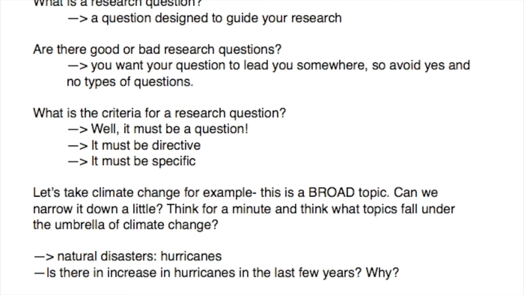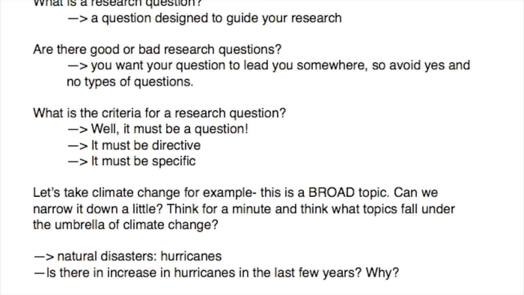So by narrowing my focus, almost like a funnel, I started at the top with climate change. We narrowed it down to what falls under climate change, and then we took away all of those different options to natural disasters, and then we narrowed that down even further to hurricanes until we came up with this one question at the end about the impacts of hurricanes on local communities along the United States coastline and the impact of climate change in that regard. So now we have a directive, specific research question.